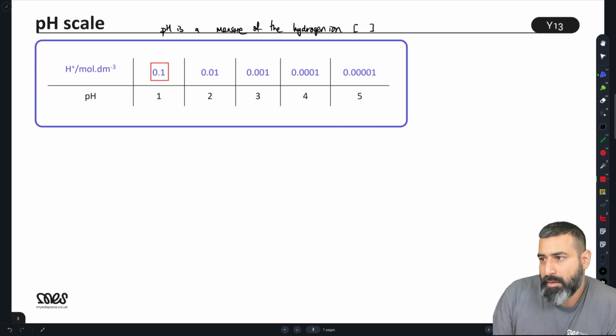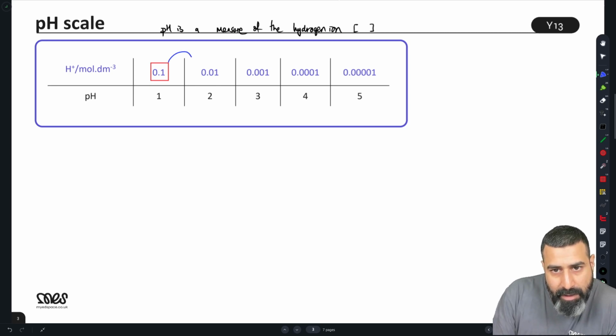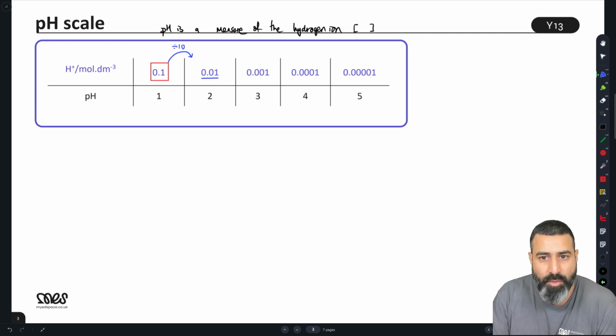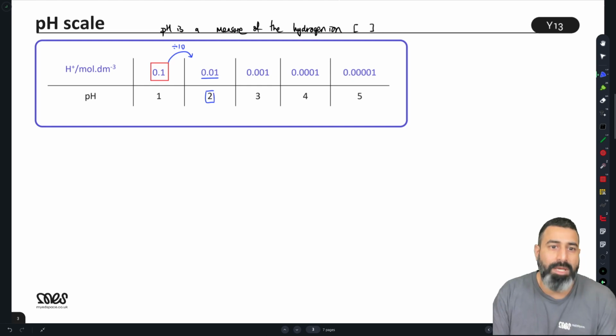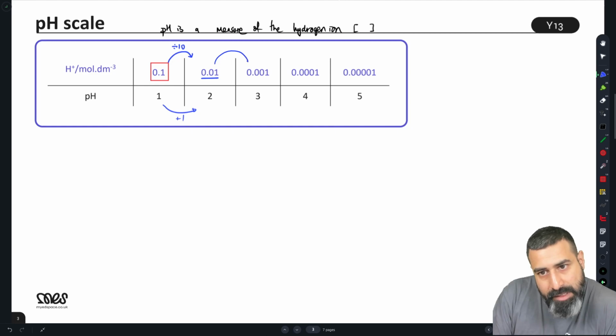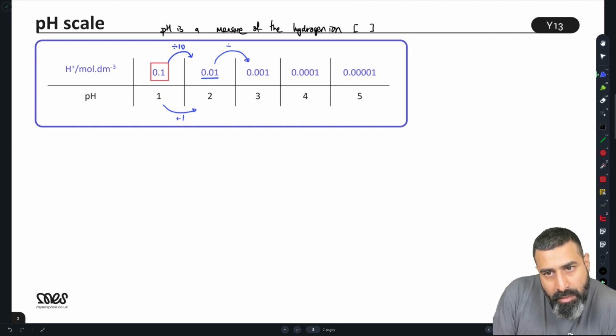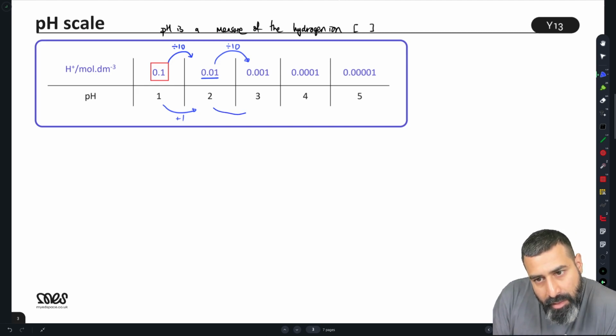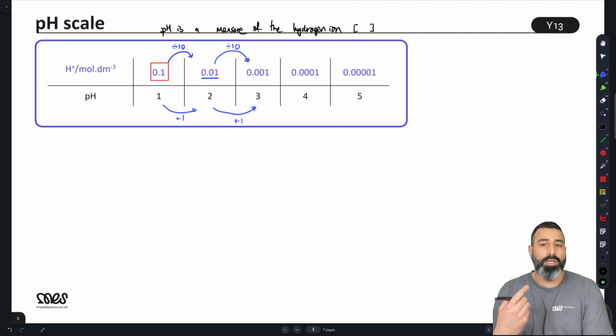Now, if we take that number and divide it by 10, we get a new hydrogen ion concentration of 0.01. And look what's happened to the pH as we get less concentrated: the pH has increased by 1 unit. And then if we decrease the hydrogen ion concentration by a factor of 10 again, so we're getting more dilute, the pH is going up by 1 unit.